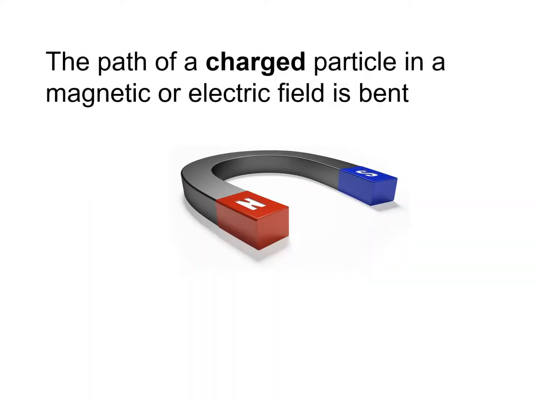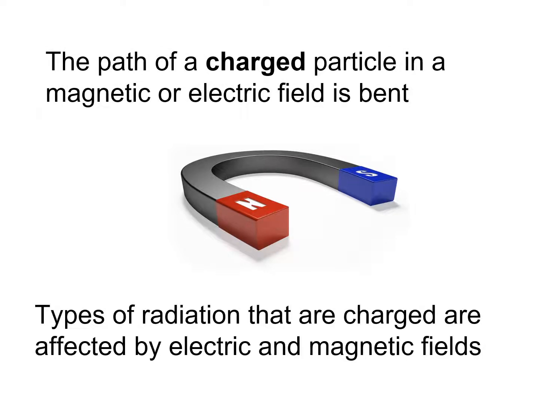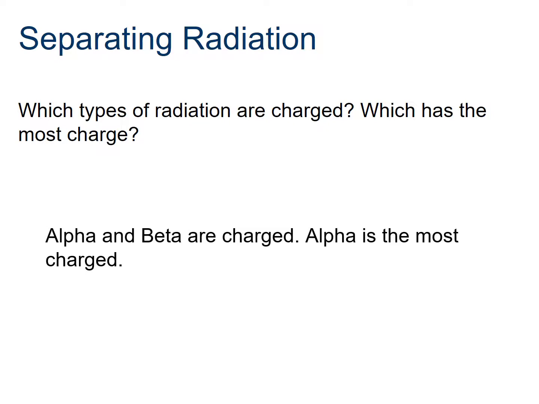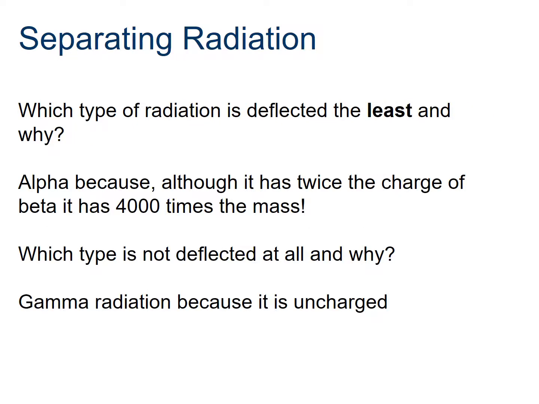So finally, just to discuss what happens to alpha, beta and gamma radiation when they pass through a magnetic or electric field. Types of radiation that are charged are affected by both electric and magnetic fields, but anything that is non-charged will not be. So which of the ionizing radiations are charged, and which of those has the most charge? Well, alpha and beta are charged, but alpha is the most charged. Which type is not deflected at all, and why? Well, of course that would be gamma radiation, because it doesn't have any charge.